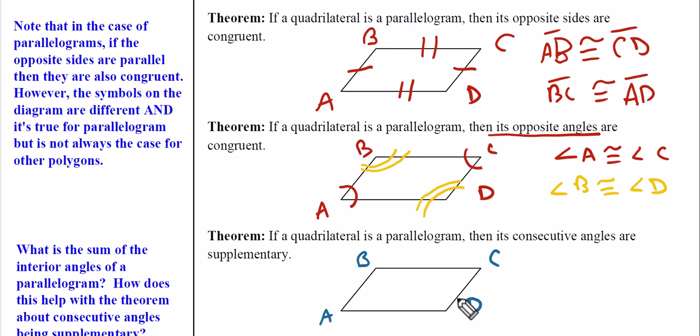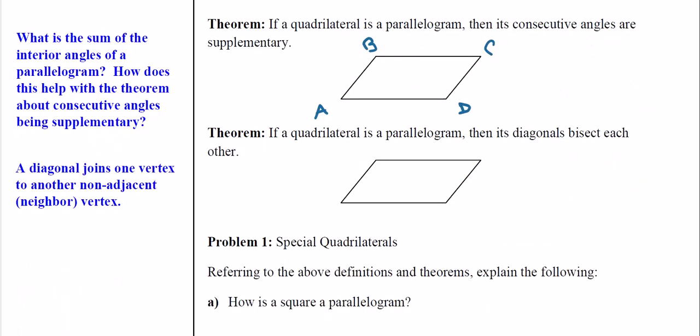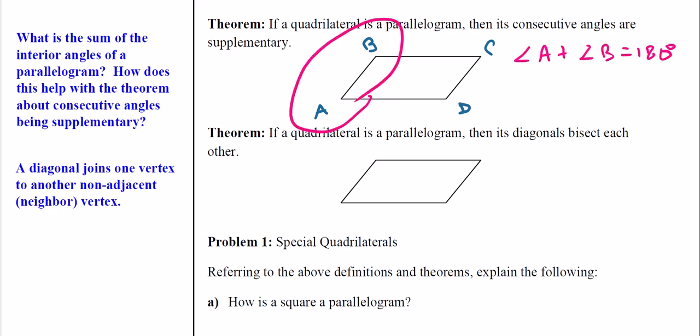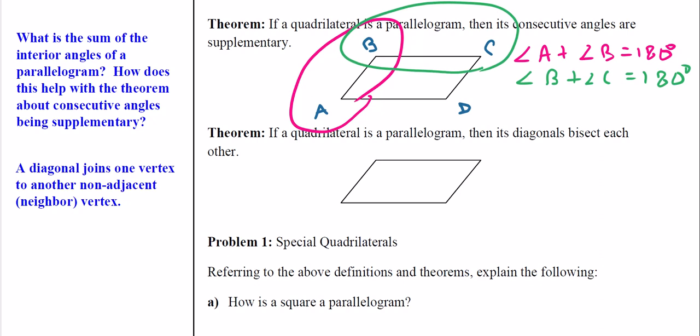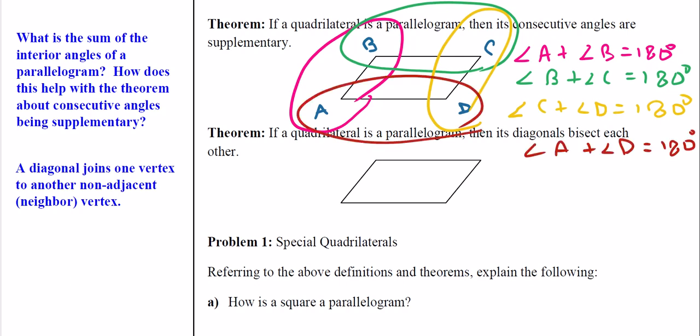That if you were to pick any two angles that are next to each other, so for example, if I pick A and B, then they're supplementary, and supplementary means that they add up to equal 180 degrees. B and C are also consecutive, they're next to each other. Same for C and D. Same for A and D.